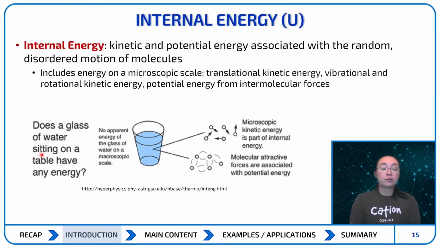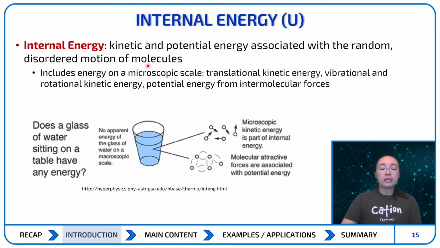So let's start with internal energy U. Is it a state function or is it a path function? Well, the internal energy describes the amount of energy that a system has under certain conditions. So that makes it a state function because we can define it under a certain set of conditions.